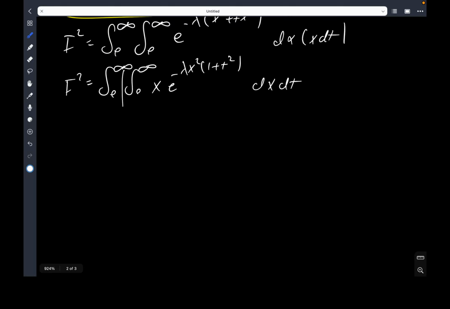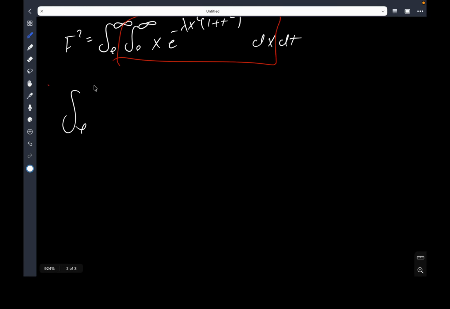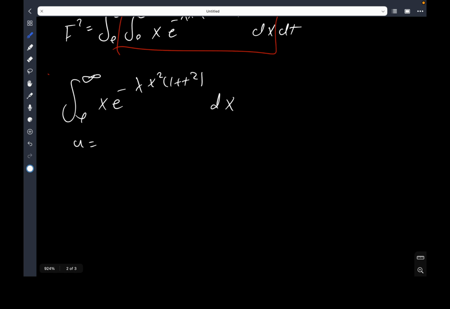First I'm interested in solving the inner integral. Let's solve this inner beast here: the integral of x e to the negative lambda x squared times (1 plus t squared) dx. I'm going to define u to be lambda x squared times (1 plus t squared), and du is 2 lambda x (1 plus t squared) dx.